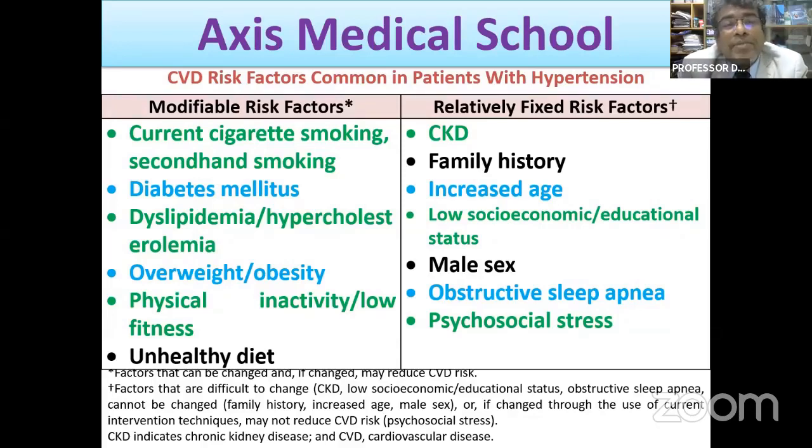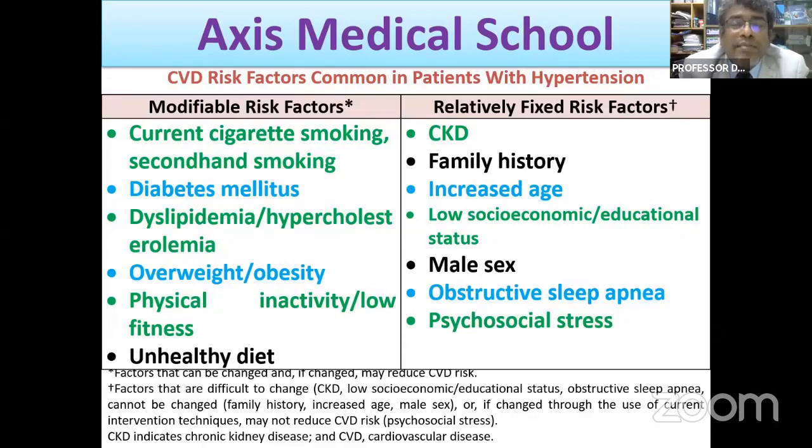And what are the relatively fixed risk factors? That is, it is difficult to modify, like chronic kidney disease, like family history. If our mother or father has a family history of hypertension, that actually increases the chance of having hypertension in their children also. Then increased age, that is, with increasing age there is an increased chance of having atherosclerotic cardiovascular disease. There's also low socioeconomic and educational status. These are actually involved with having atherosclerotic cardiovascular disease.